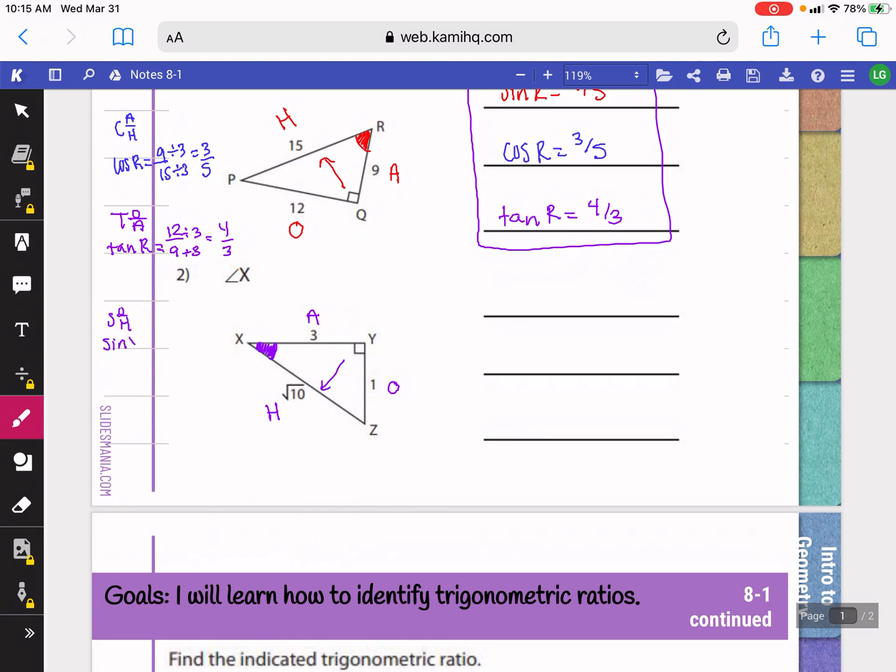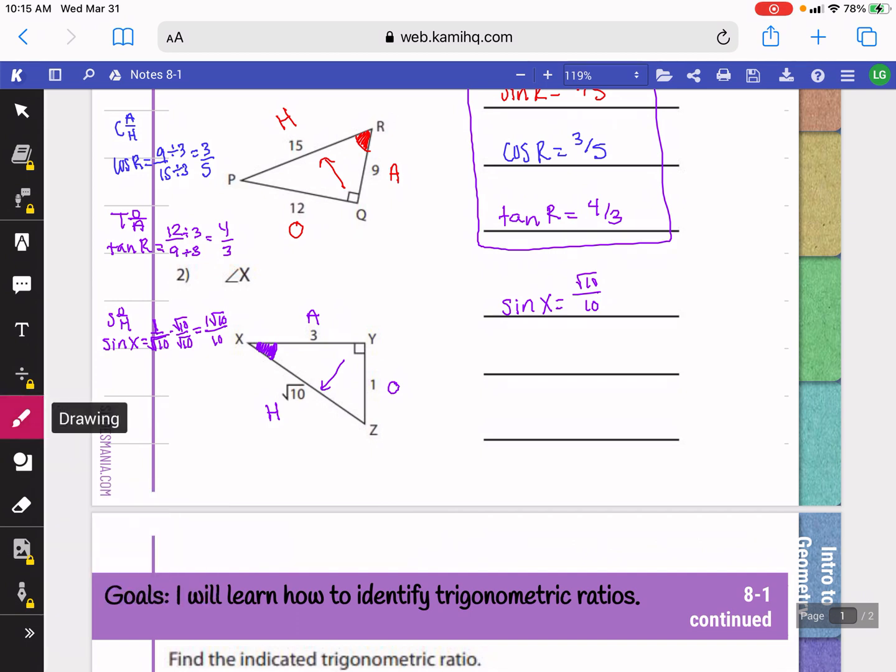So sine of angle x is equal to O over h, which is 1 over root 10. Remember, you don't want a square root in the denominator. So I'm going to multiply by root 10 over root 10. So I get 1 root 10 over 10, or just root 10 over 10. So sine x is equal to root 10 over 10.